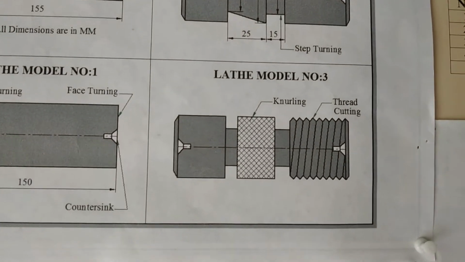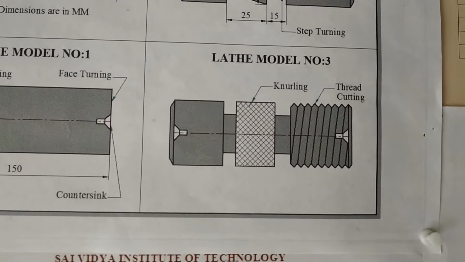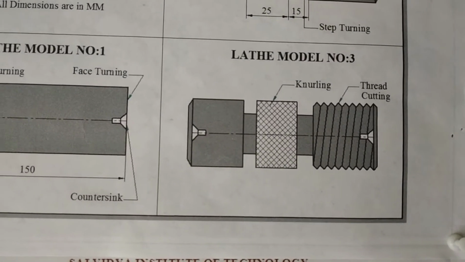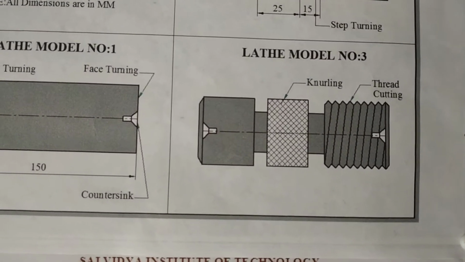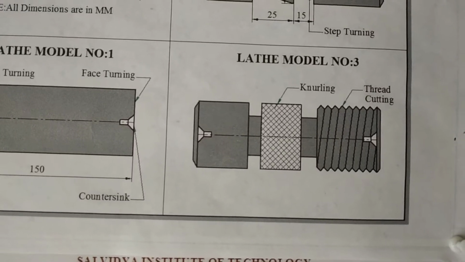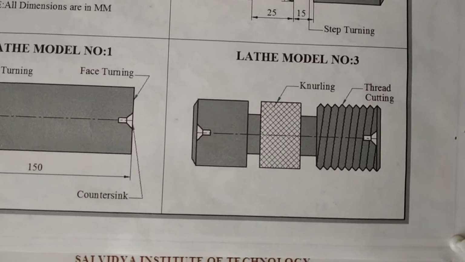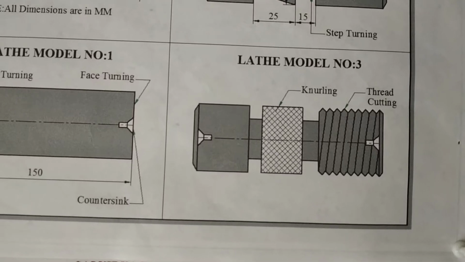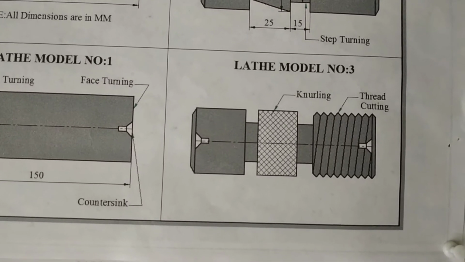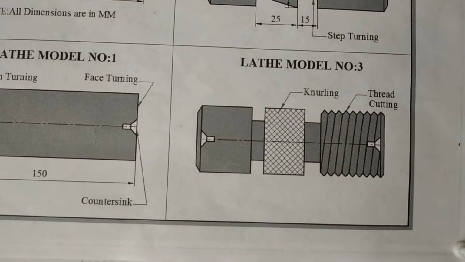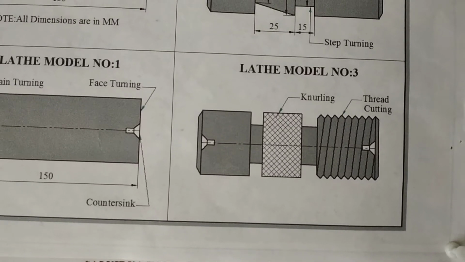In model number 3, 2 more operations are being done. One is knurling, the another one is thread cutting. Knurling is a process of embossing diamond shaped pattern on the workpiece for better gripping purpose, whereas thread cutting is a process of producing helical shaped grooves on the cylindrical workpiece.